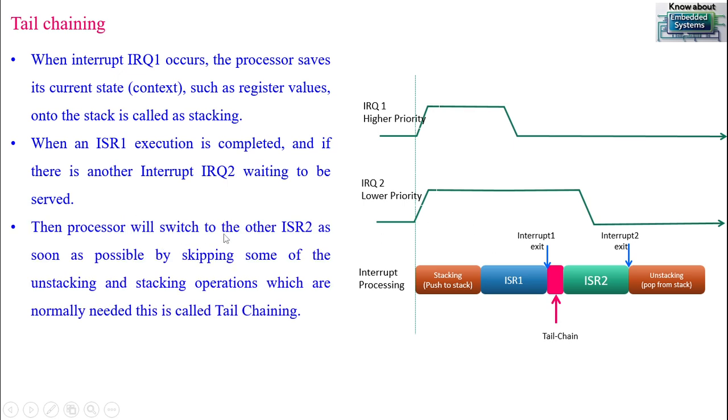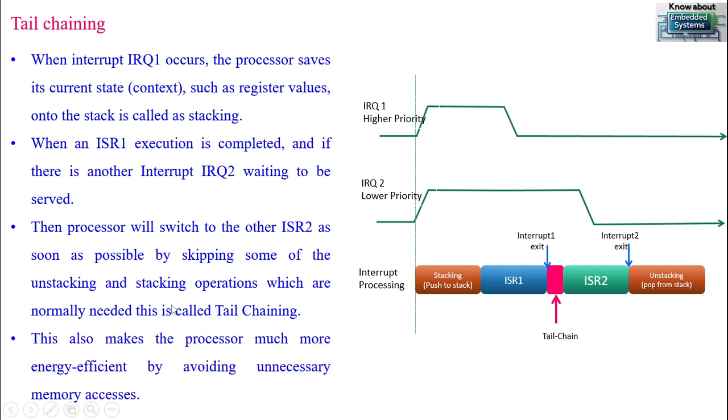what will the processor do? The processor will directly switch to ISR2 as soon as possible. Some of the stacking and unstacking process which is normally required will not be performed. So try to understand here, this is very important. The processor will switch directly to ISR2, skipping some of the stacking and unstacking process. This is called tail chaining, and because of this we can save lots of time. This is the advantage of tail chaining. This is one concept under tail chaining. I hope this is clear.